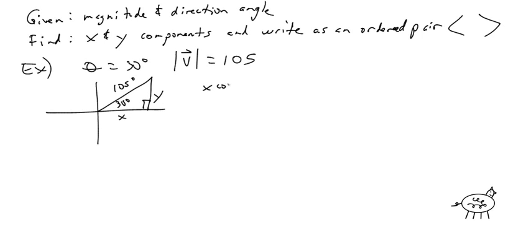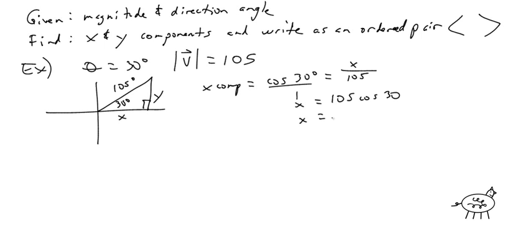Our x component: cosine of 30 degrees equals x over r, so x over 105. Cross multiply, and I wind up getting x equals 105 cosine of 30. So x is 90.93. Okay, that's pretty easy.